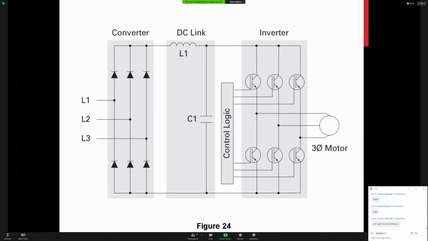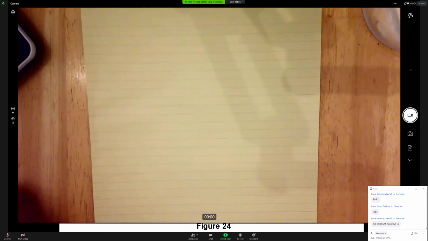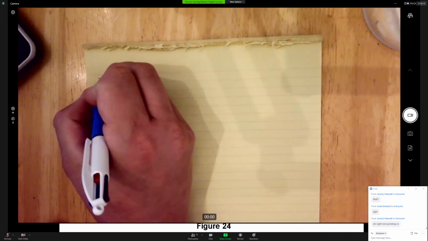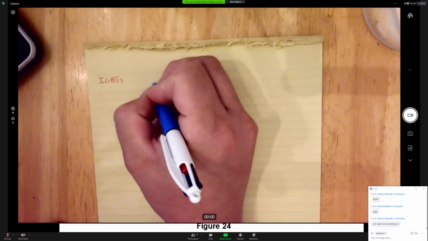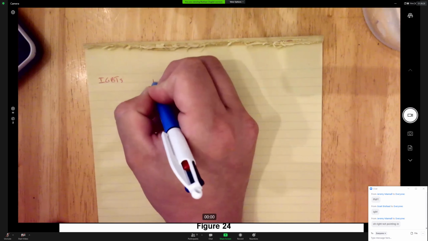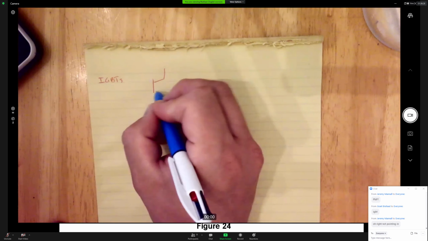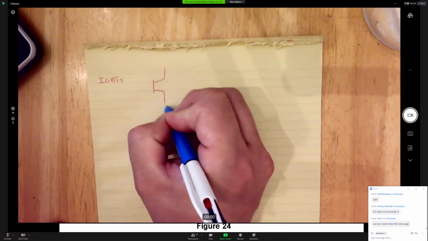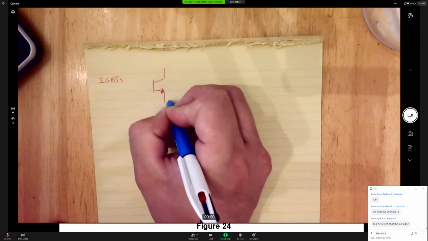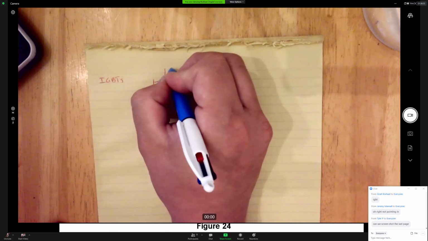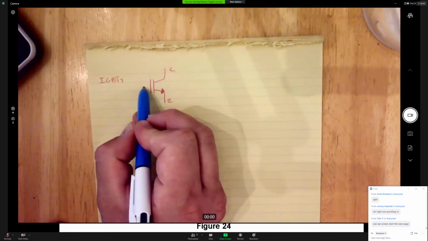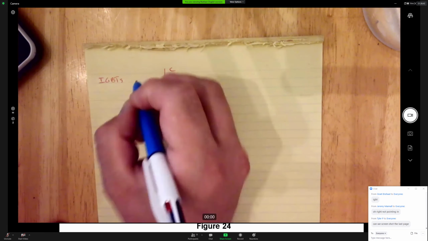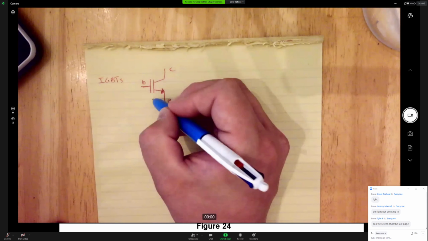I'm going to write that out for you. There we go. New page. So we have IGBTs, and the symbol is very similar to that of a BJT, a bipolar junction transistor. So we have our emitter, and we have our collector, but instead of the base going straight onto that plate here, we have an insulator in between.